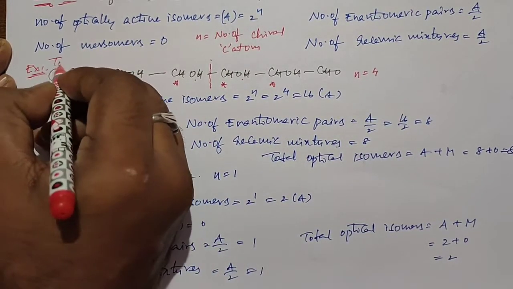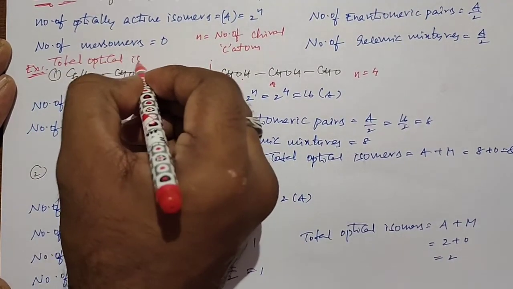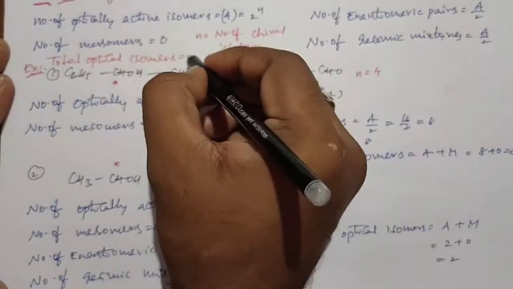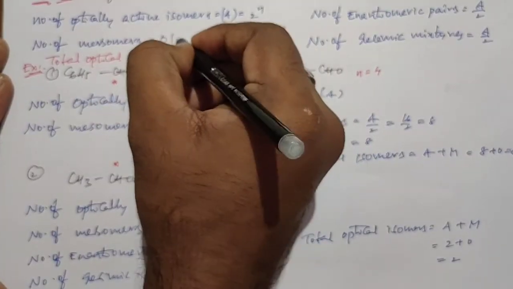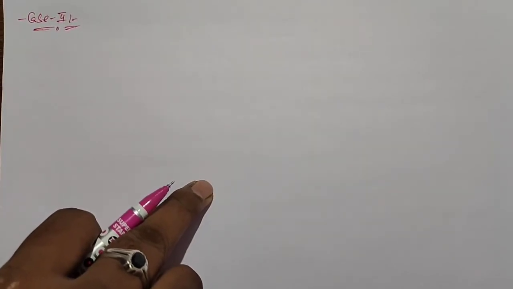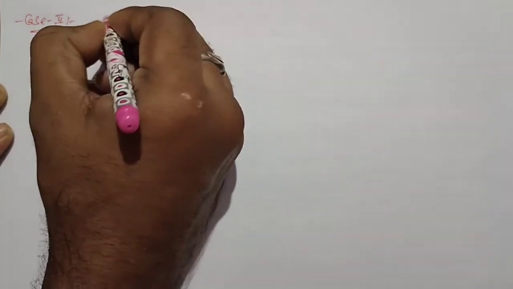So total optical isomers is equal to A plus M. Here M means mesomers. Okay, this is about case 1. Next, case 2. In case 2 we are discussing if the given molecule has a symmetry. In case 1 we discussed if the molecule has no symmetry. In case 2 we are discussing if the molecule has symmetry.